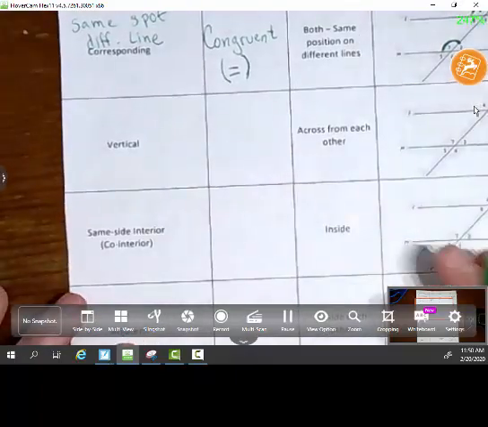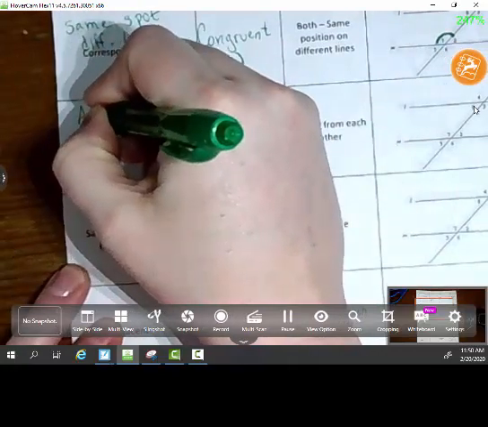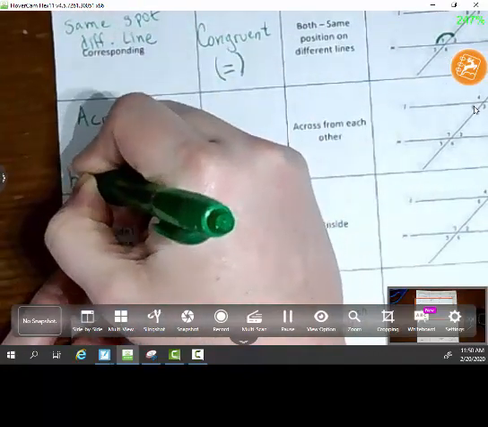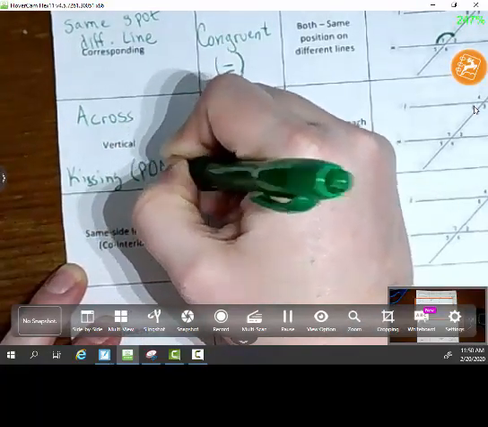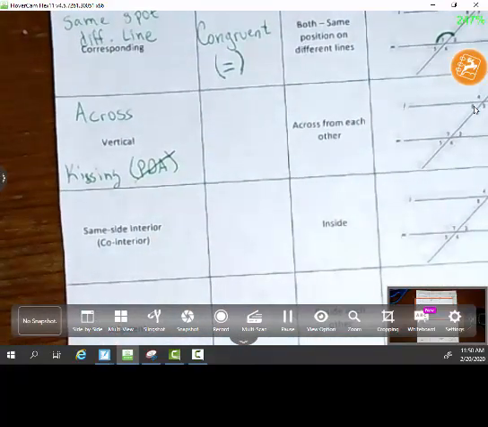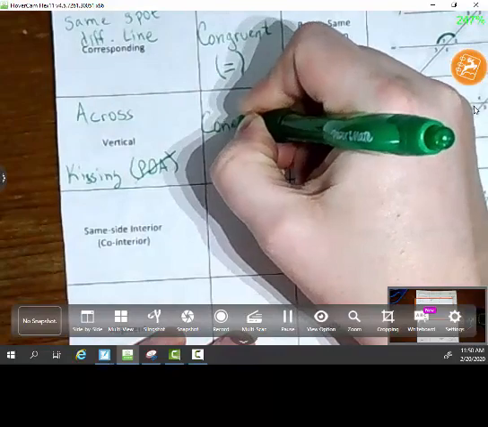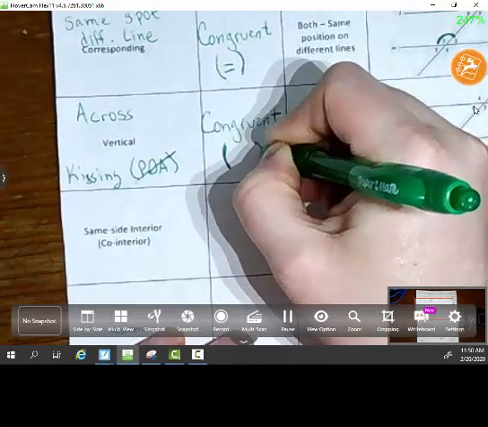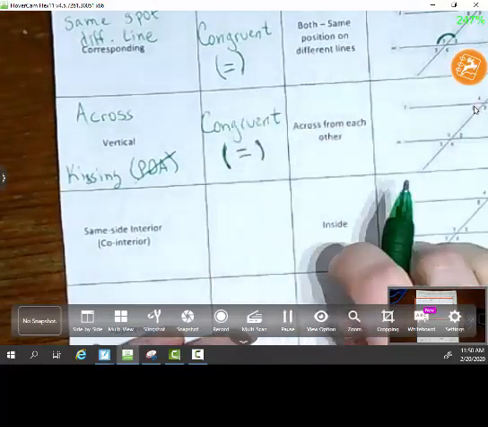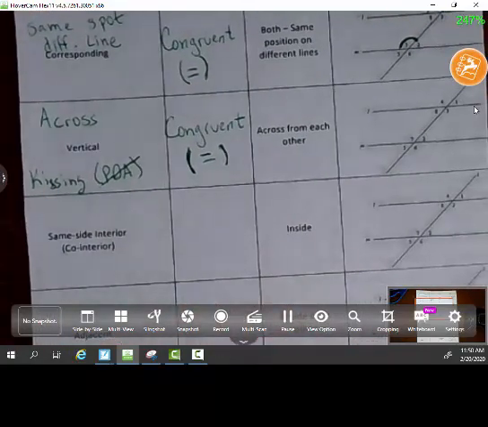Vertical. What's it mean to be vertical? Across. Kissing. Which we're not allowed to do. No. These are also congruent. What's it mean to be congruent? Same, equal. Are all of them congruent? No. That's the last one that's congruent.